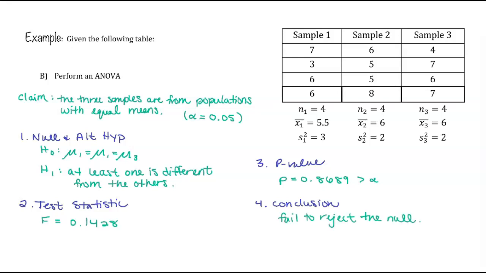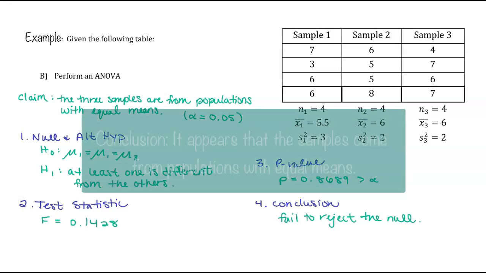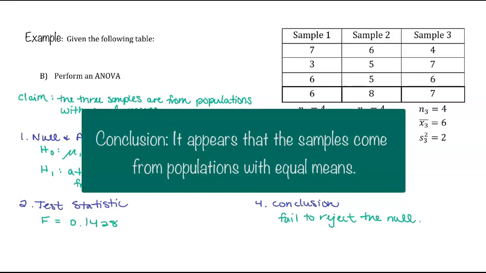And in failing to reject the null, we have failed to reject the idea that the means are equal to one another. In other words, it's possible that the means are all equal, that these samples do in fact come from populations with equal means.